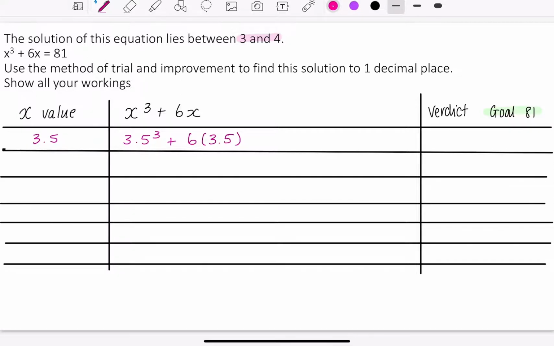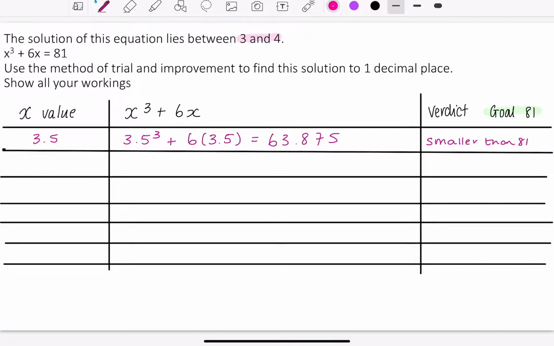So when I type that into my calculator, it actually gives me a value, which I'm just going to put in this line as well, of 63.875. Now I've got to compare that to my goal. My goal is 81, so this is smaller than 81. Smaller than 81 or too small or just smaller will allow me to see, or any examiner to see, exactly what you mean. You know it's smaller than 81, so it is not our goal. It is not what we're looking for.